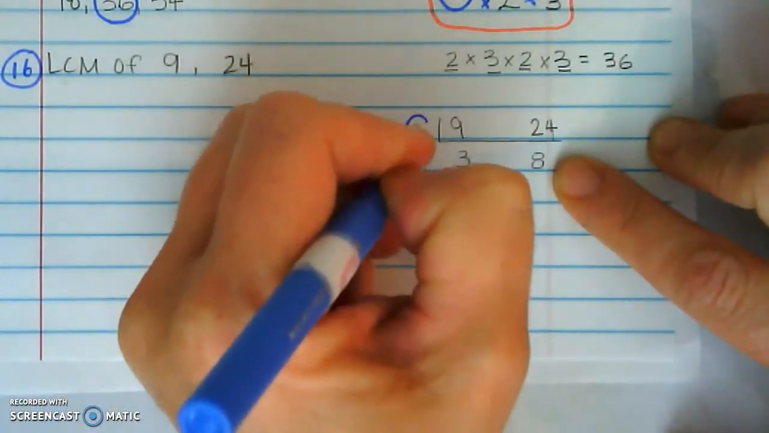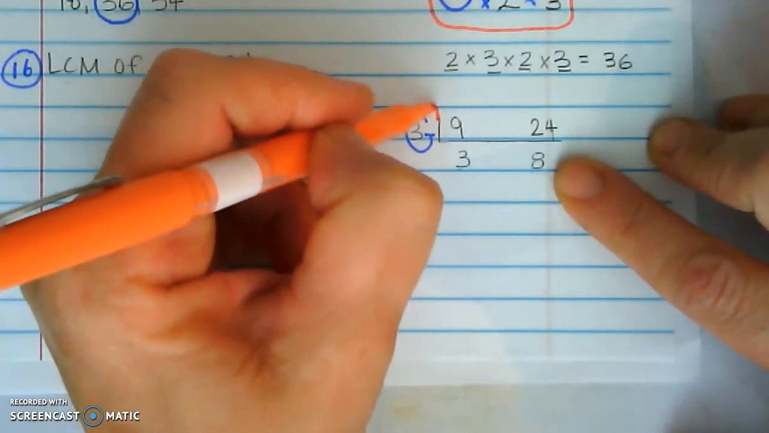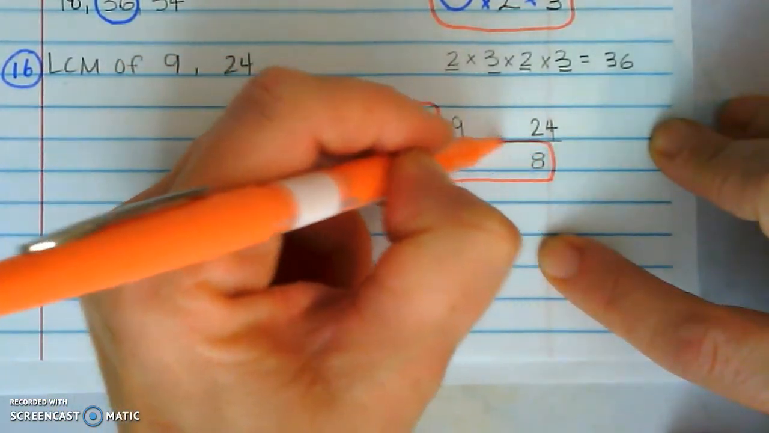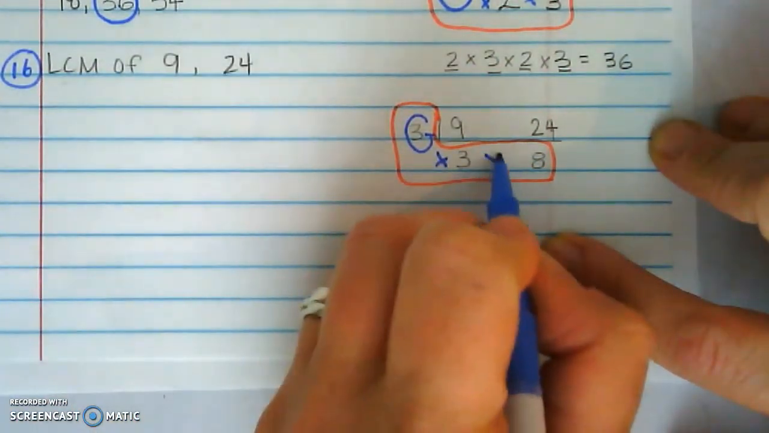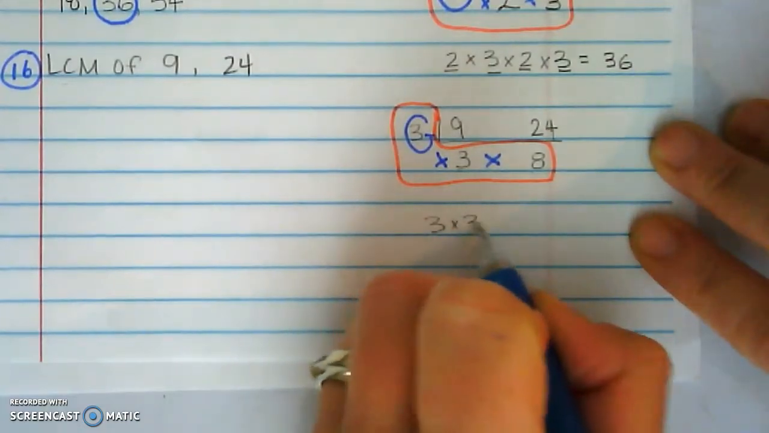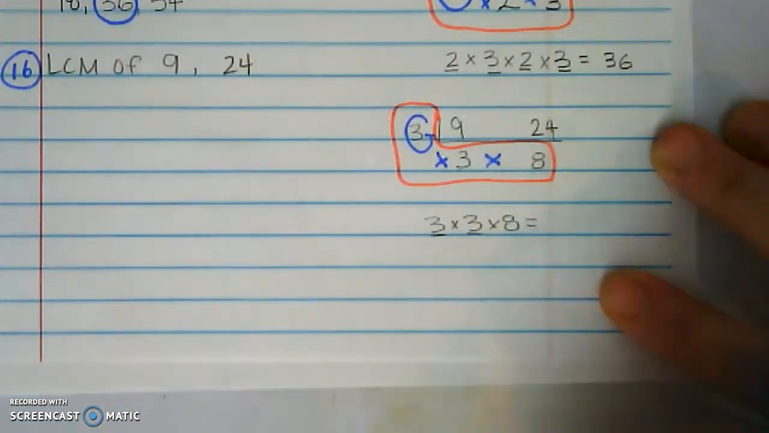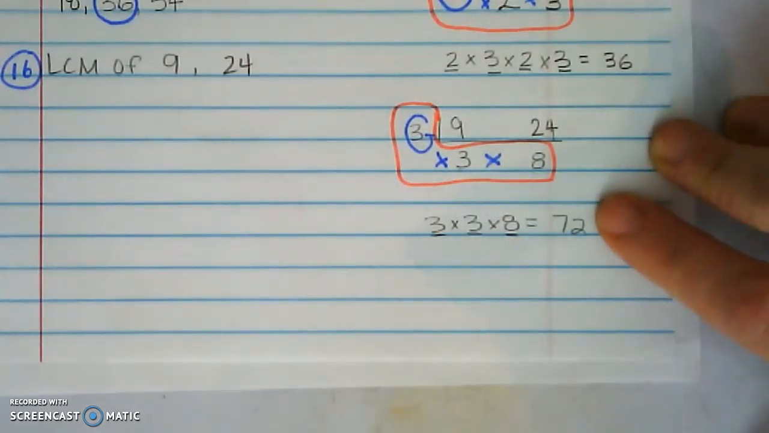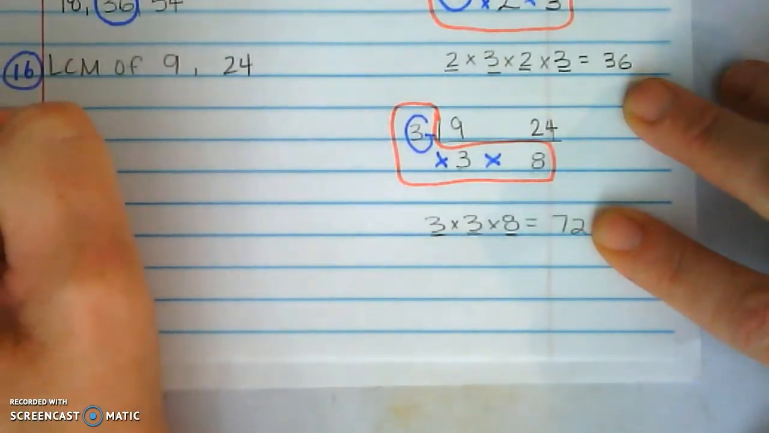So again, the GCF is on the left, but that's not what we're solving. We're solving for the LCM, and the LCM is all of them. So when you find the product of those three numbers, 3 times 3 times 8, well, 3 times 3 is 9, and 9 times 8 is 72. The LCM is 72.